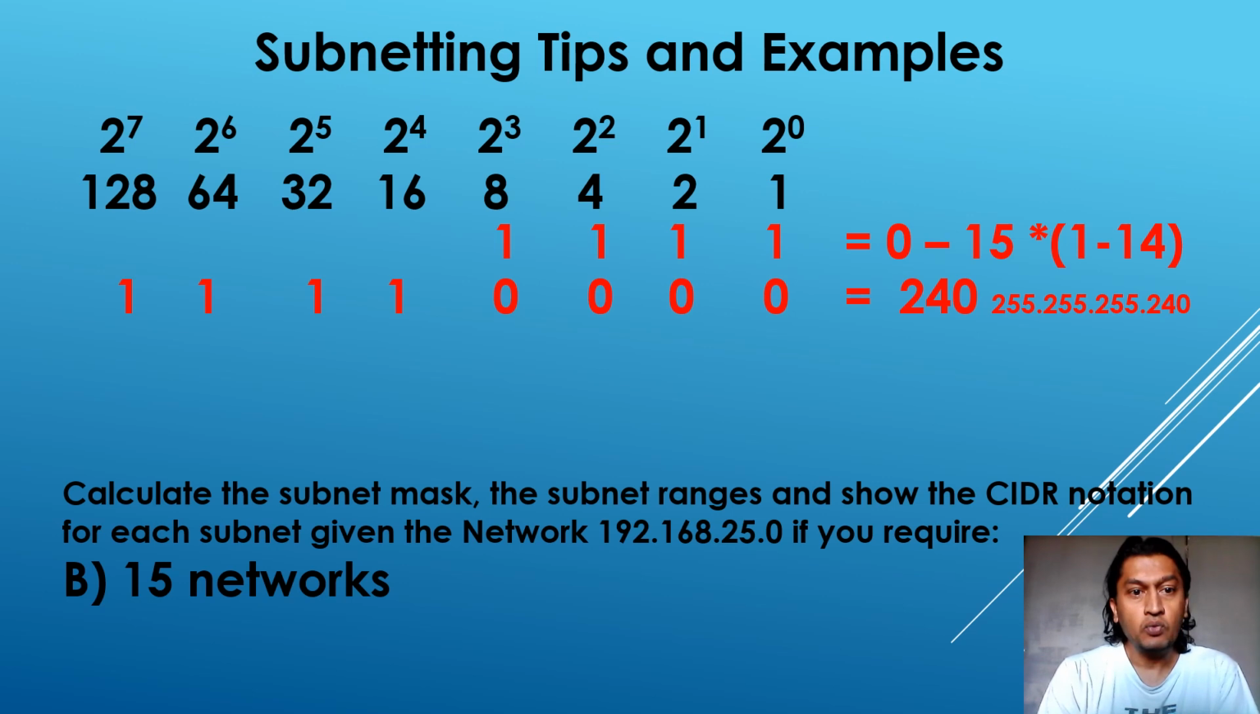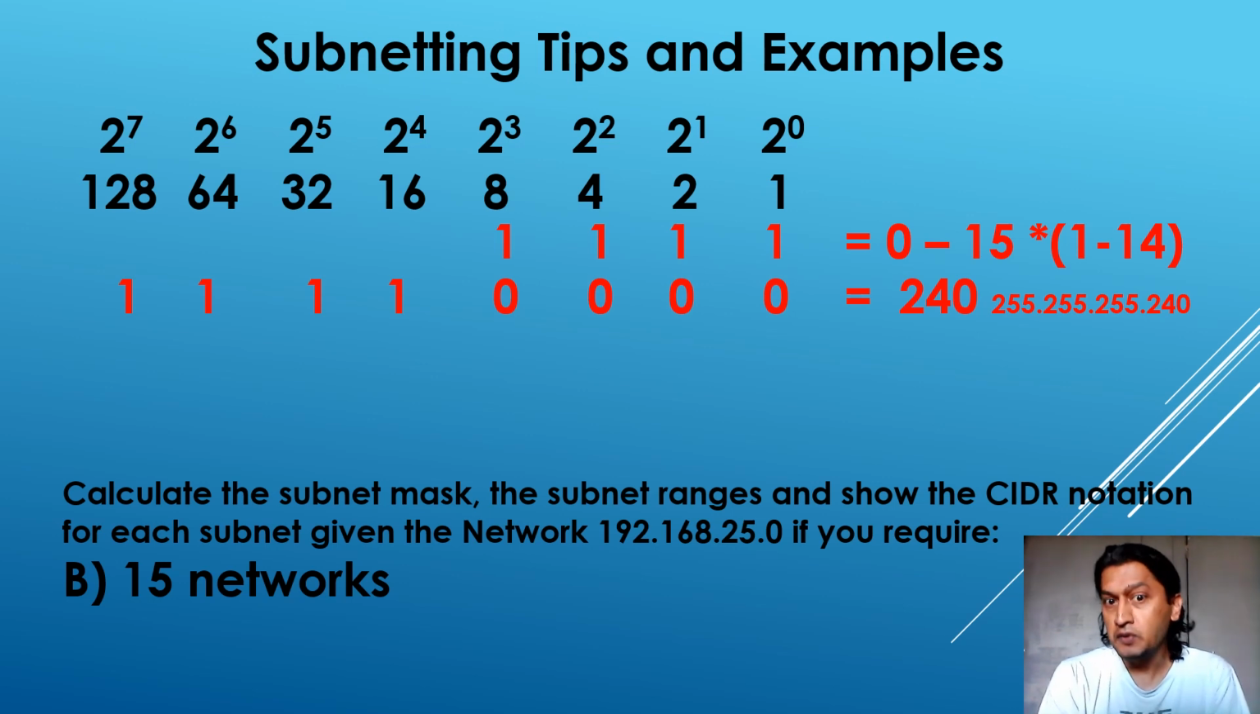How do I get that? 128 plus 64 is 192. Plus 32 is 224, plus 16 is 240. So our subnet mask becomes 255.255.255.240. Now, if you remember from the last time, if we're working out subnet ranges, you use the value of the last network bit, which in this case is 16.